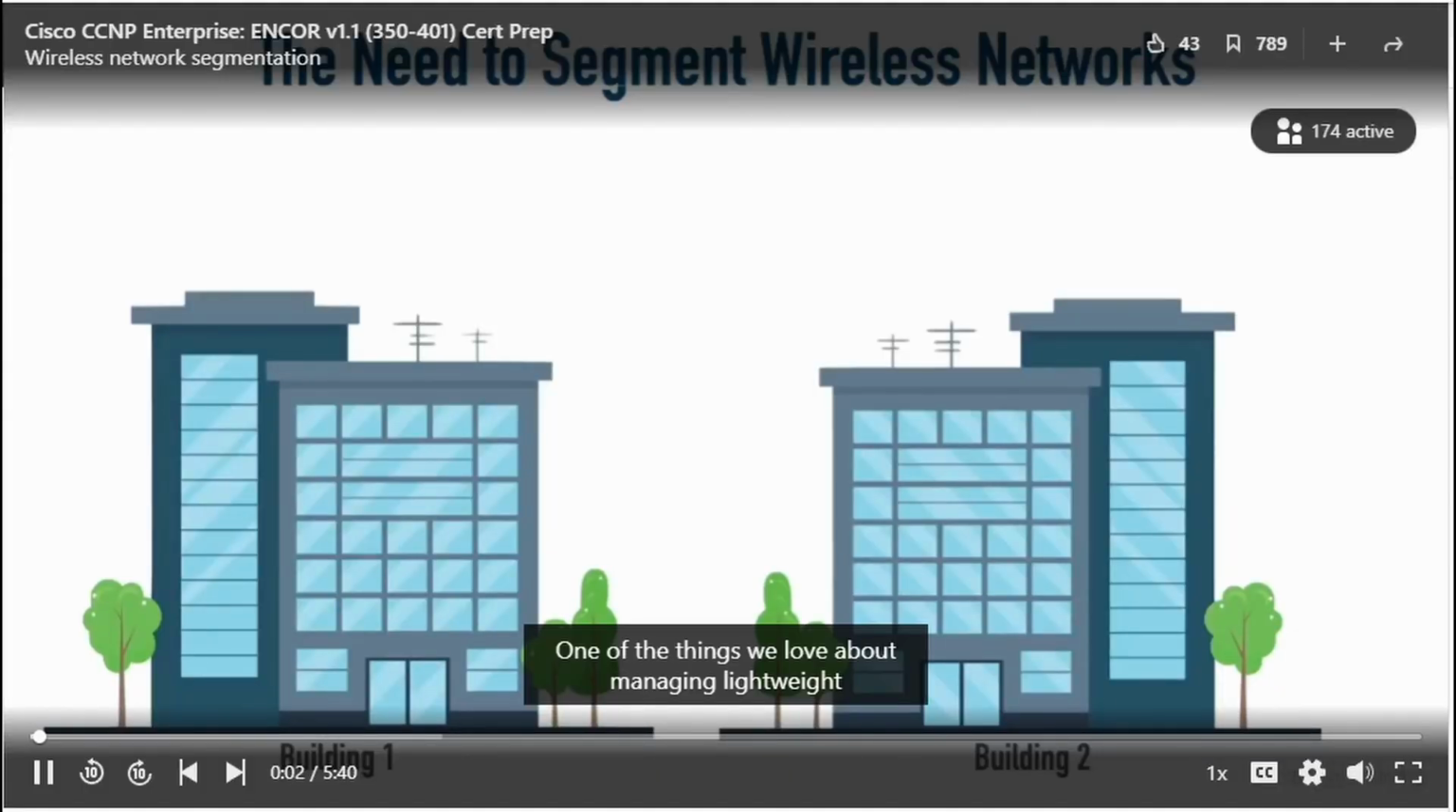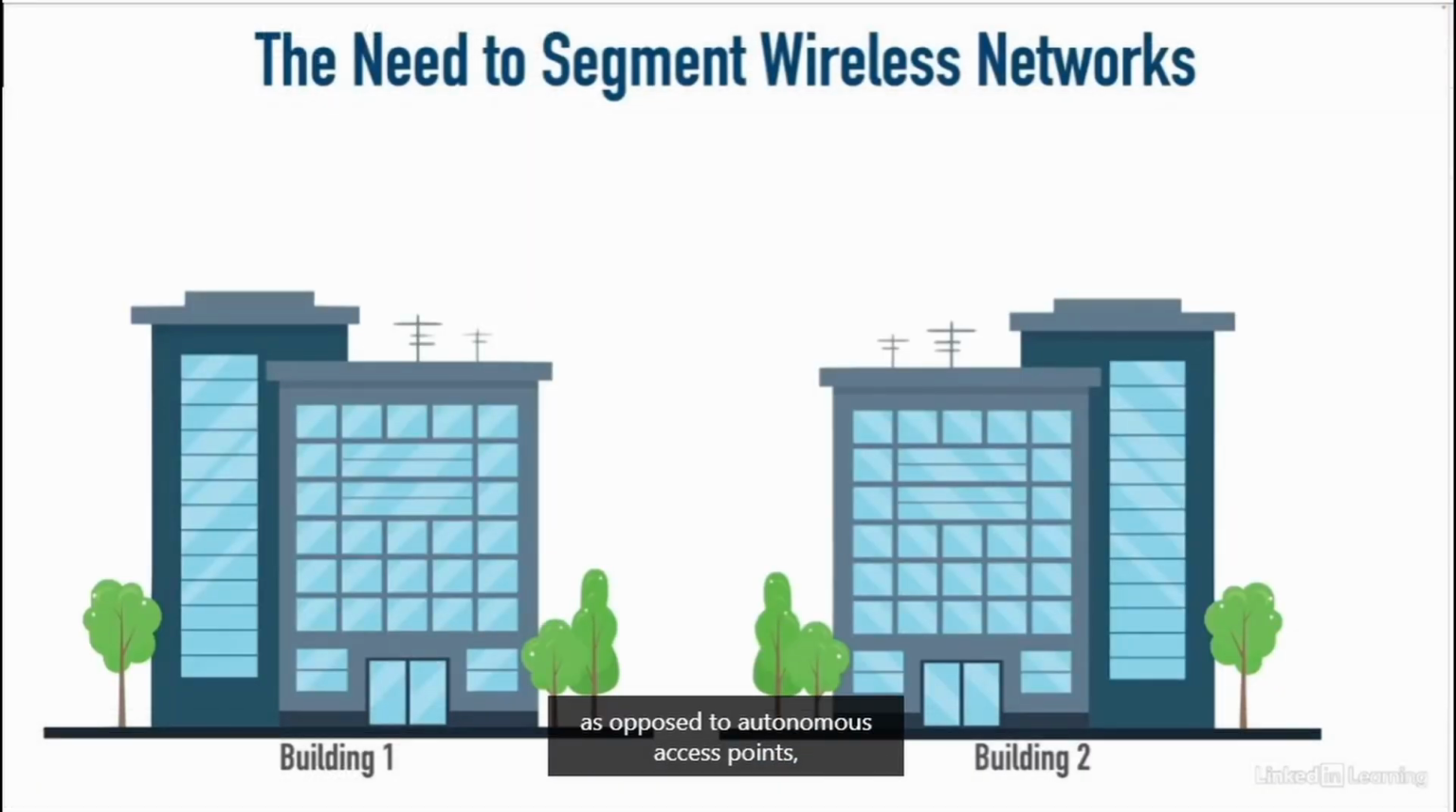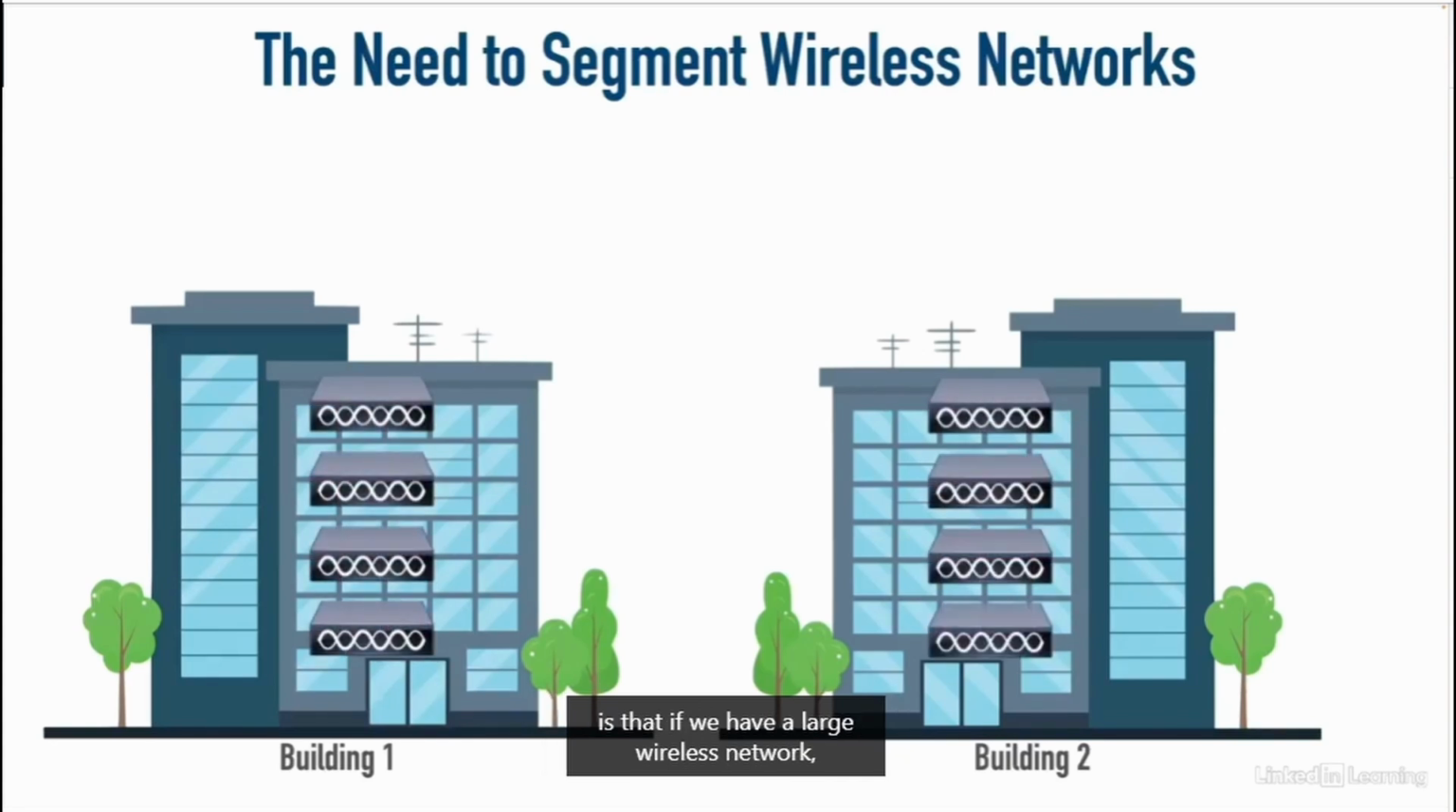One of the things we love about managing lightweight access points as opposed to autonomous access points is that if we have a large wireless network, maybe an enterprise location with multiple buildings and multiple access points, with a lightweight access point approach, we can go to a wireless LAN controller and configure lots, if not all, of the APs in our enterprise. That's as opposed to individually configuring them with autonomous access points.